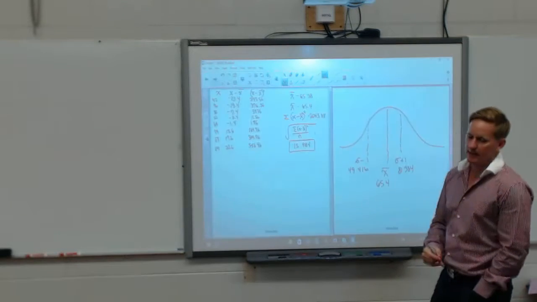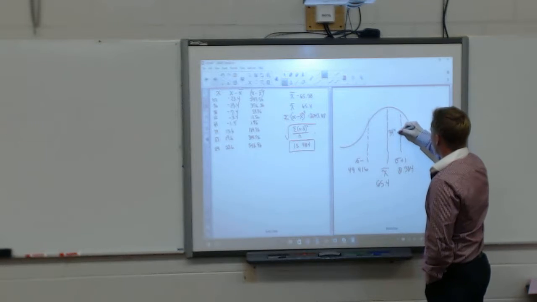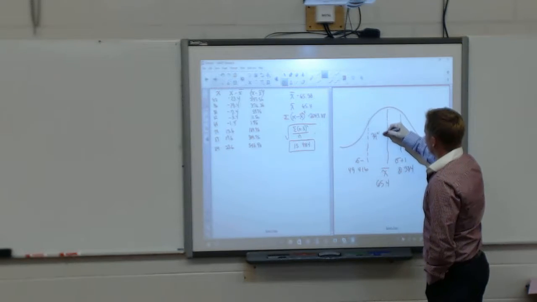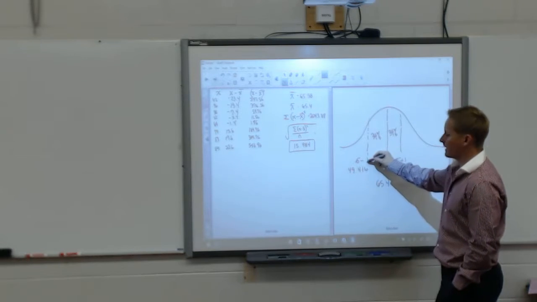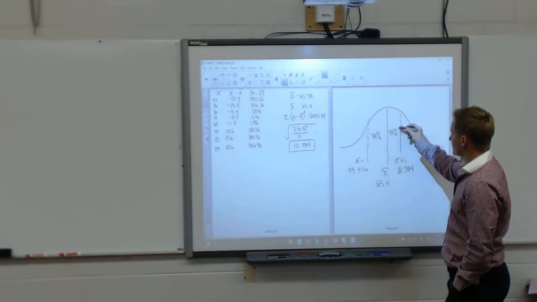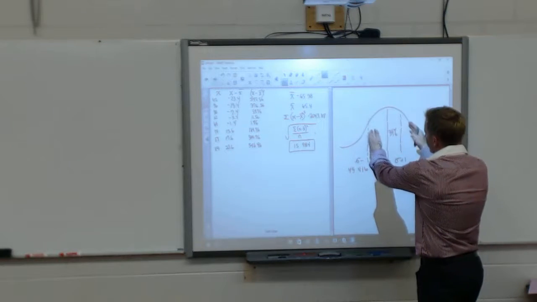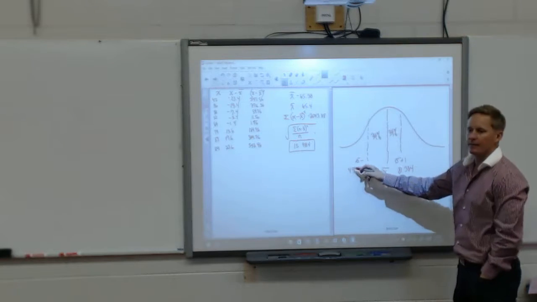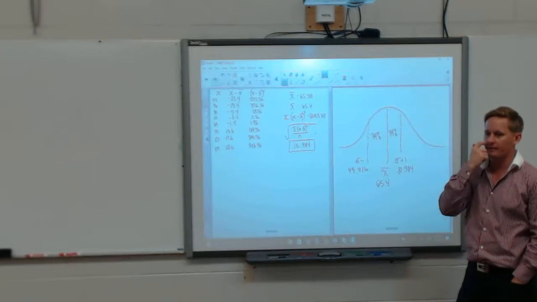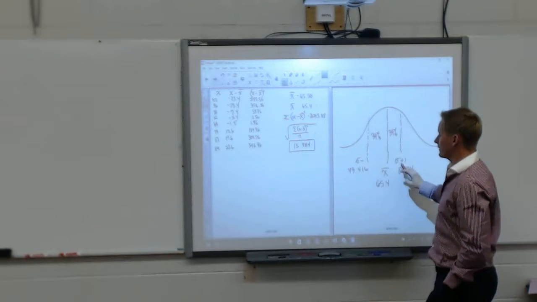What this means is that if I'm looking at all of the scores, 34% of the scores will finish below the average within one standard deviation, and 34% will finish above. So if I take one standard deviation below and one standard deviation above, in this case between 49% and 81%, that means that 68% of all the scores that I tabulated will fall in this range, between this score and this score.